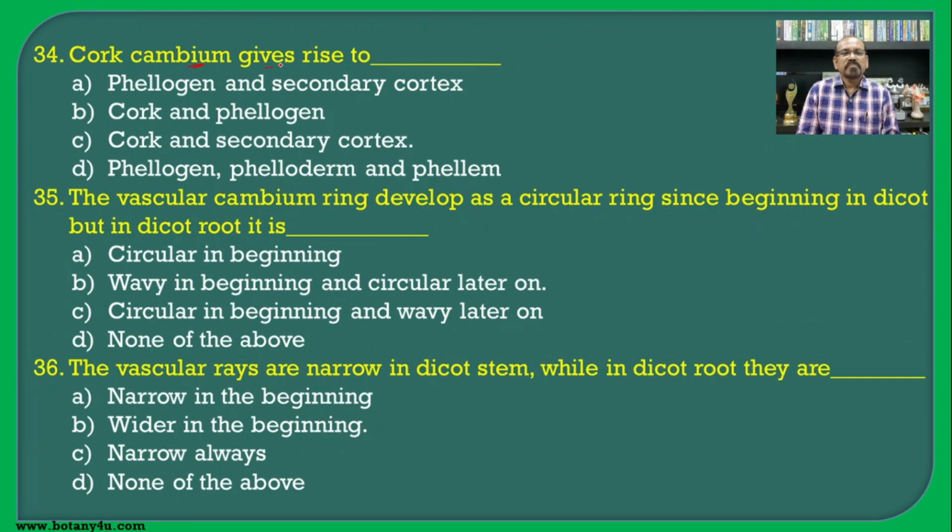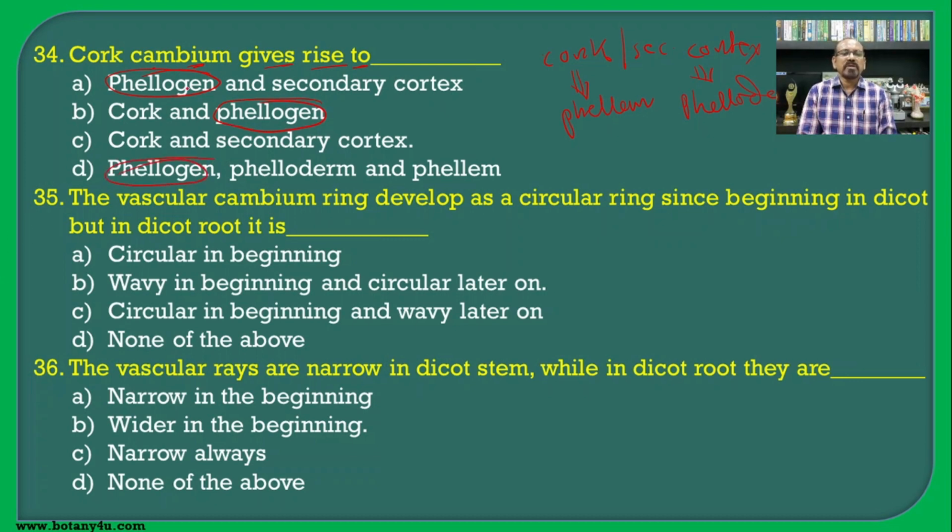Then, cork cambium gives rise to... After the activity of the cork cambium, there is a formation of cork and secondary cortex. So we will have the answer, that is the formation of cork and secondary cortex. In other words, the cork is known as the phellem and the secondary cortex is known as the phelloderm. The cork cambium itself is the phellogen.